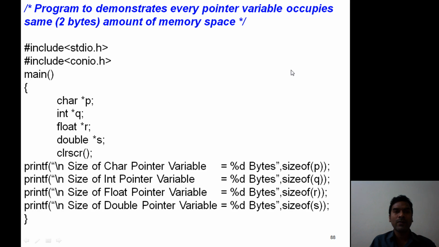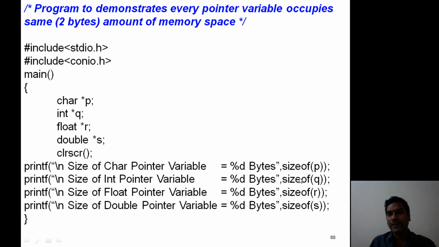Now it's one more program. This is a simple program. Previously I told you every pointer variable occupies only 2 bytes of space. Now this program shows that every pointer variable occupies only 2 bytes of memory space. Here we declare different types of pointer variables: char asterisk p, int asterisk q, float asterisk r, double asterisk s. Now we are printing the size of each pointer variable.